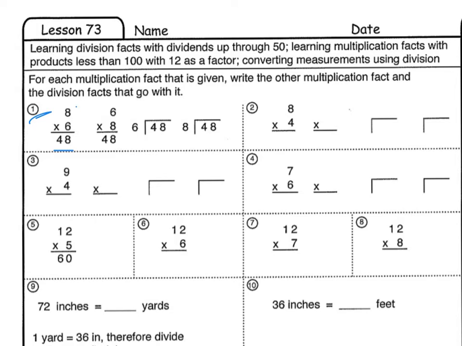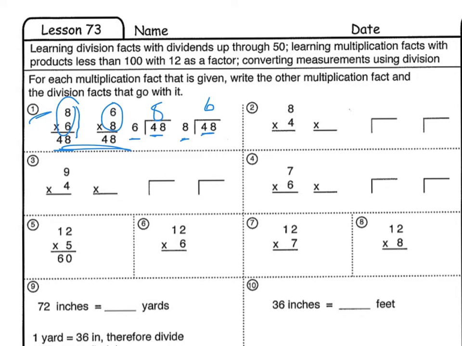Alright, so 8 times 6 is 48. What we can do then to make another member of this family is switch these 2 numbers around to make it 6 times 8 is 48. Then we're going to do 2 division problems that are related to these 2 multiplication problems. We're going to be using the exact same 3 numbers, 48, 6, and 8. So 48 divided by 6 is 8, of course. Go ahead and write that on your paper. And 48 divided by 8 is, of course, 6. So you should have both of those filled in.